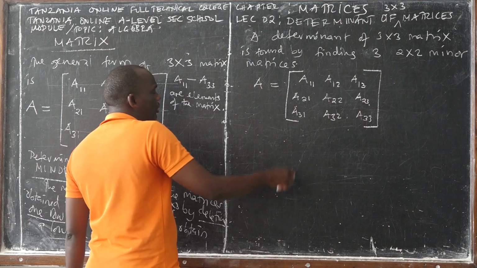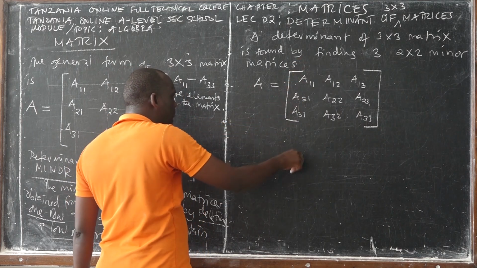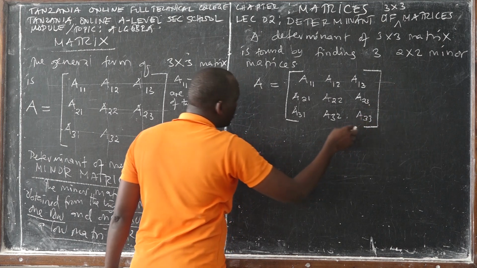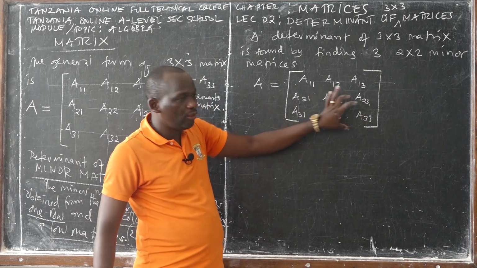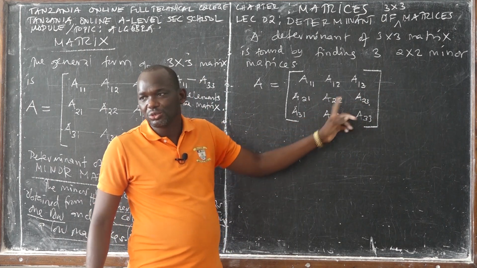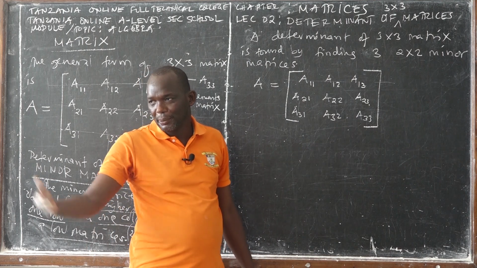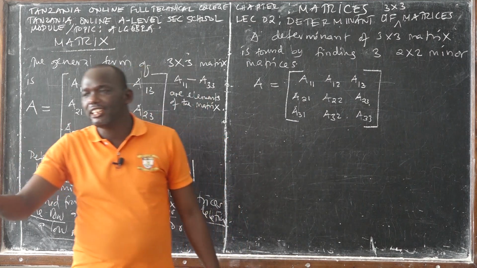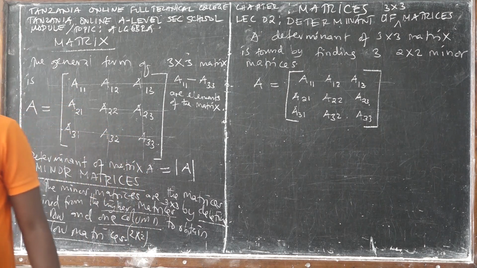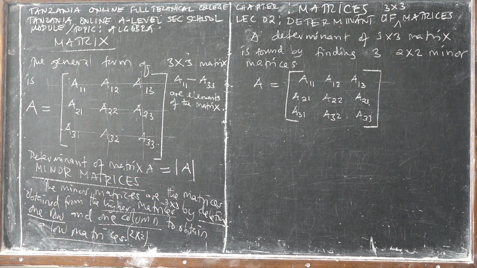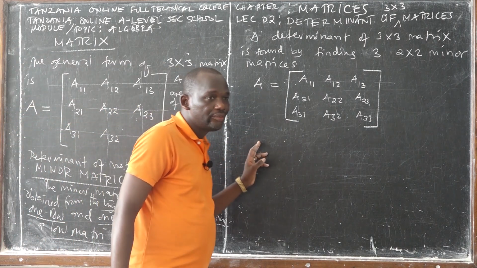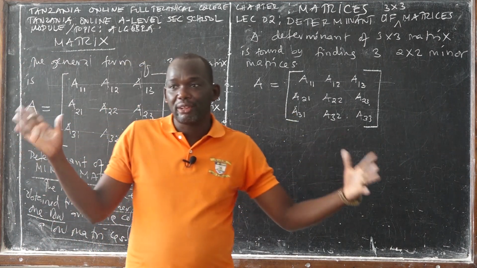Simple. For example, you can delete the first column and first row. We remain with 4 elements. This is a 2 by 2 matrix. Let me repeat. How do we find a minor matrix? Ask your neighbor, how do we find a minor matrix? We have to delete 1 column and 1 row of a 3 by 3 matrix.